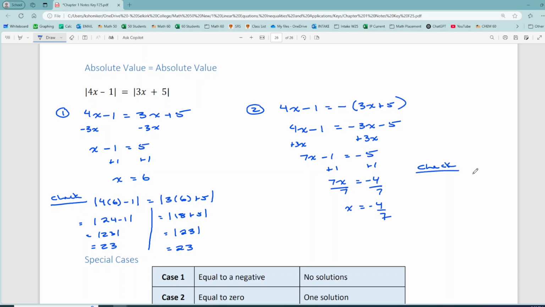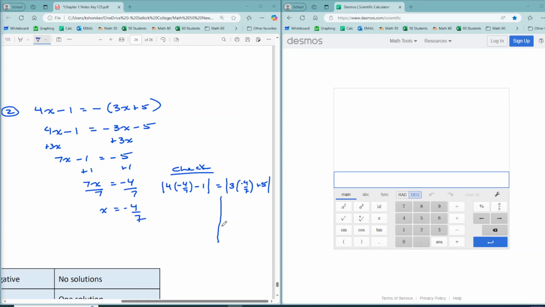Like, why does this work? If I check it again into the original, I've got the absolute value of 4 times negative 4 sevenths minus 1. Does that equal the absolute value of 3 times negative 4 sevenths plus 5? Okay, now these ones I'm going to recommend we use a calculator. So I'm going to split my screen. And I'm going to plug it in as I see it.